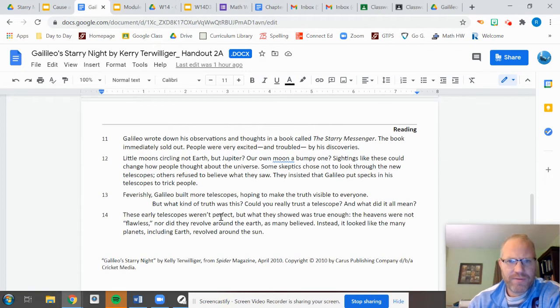Galileo wrote his in a book, and they were immediately sold out. People were very excited and troubled by his discoveries. Little moon circling the bumpy moon. Sightings like these could change how people thought about the universe. Some skeptics chose not to look through the telescope. Others refused to believe in what they saw. They insisted that Galileo put specks in there.